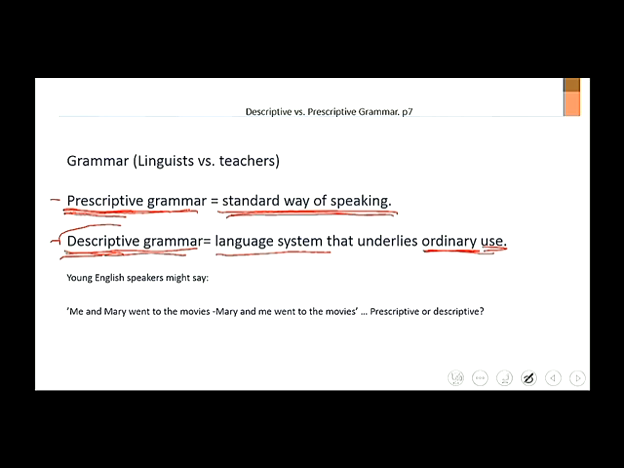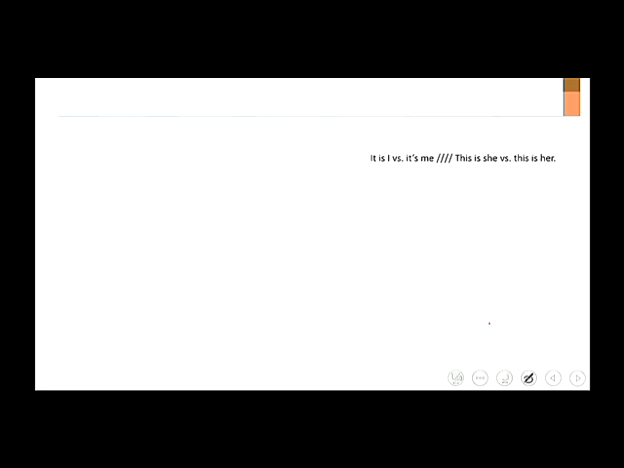For example, we have a couple of examples here. Me and Mary went to the movies. That's a sentence any native speaker could produce. Or Mary and me went to the movies. Or Mary and I went to the movies. Now, which one is prescriptive? Which one is descriptive? Well, if you say Mary and I went to the movies, then that's the standard way of speaking. But native speakers actually might say me and Mary went to the movies. Okay, just to give you an example. Or it's I or it's me. This is she, this is her. So, same thing.